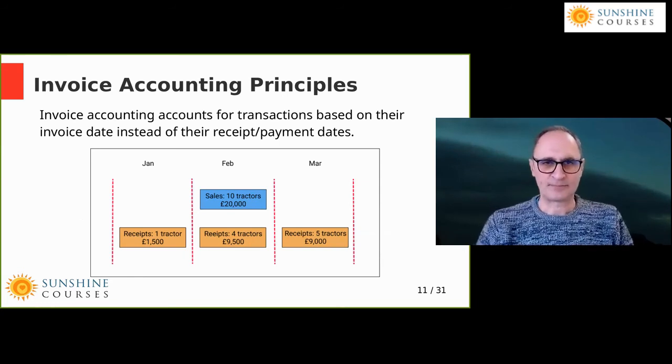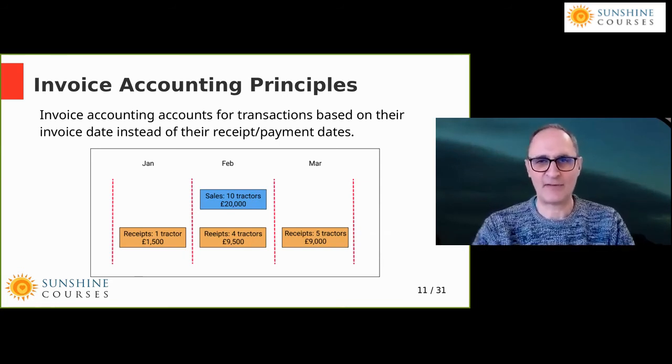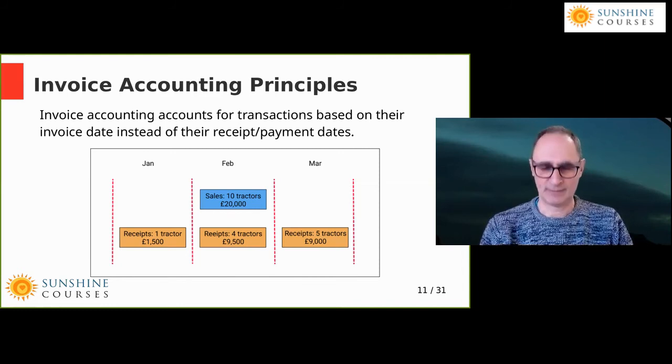In this example, we've got some transactions that happen in January, February and March. In the month of February, we sell 10 tractors for £20,000. But the cash flows happen in a very different way. We get cash for one tractor of £1,500 in January. As it happens, the customer's paying us in advance because they want to make sure that we don't sell that tractor to somebody else. So they pay us for the tractor in January, but we deliver it in February. We then receive another £9,500 for 4 tractors. So far we've received money for 5 tractors, but we've sold 10 of them.